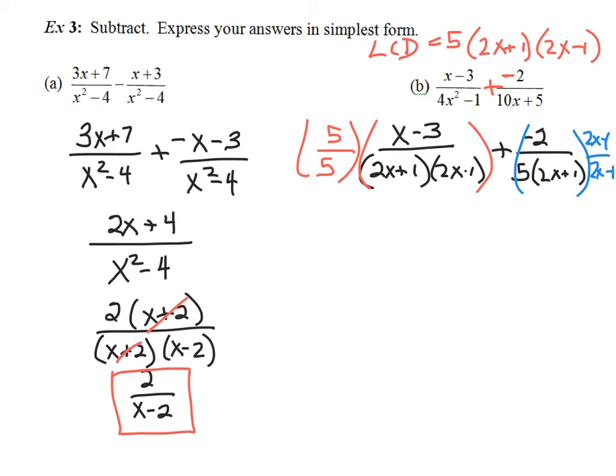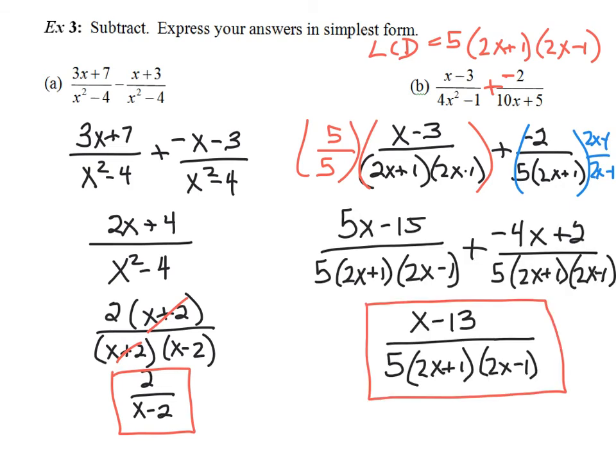So take a minute, distribute those numerators, add together the numerators, and come back and see if your work matches mine. So simplifying, I got 5x minus 15 over my common denominator, plus negative 4x plus 2 over my common denominator. Adding together the like terms, that's going to be x minus 13 over 5 times 2x plus 1 times 2x minus 1. And this answer cannot be simplified.